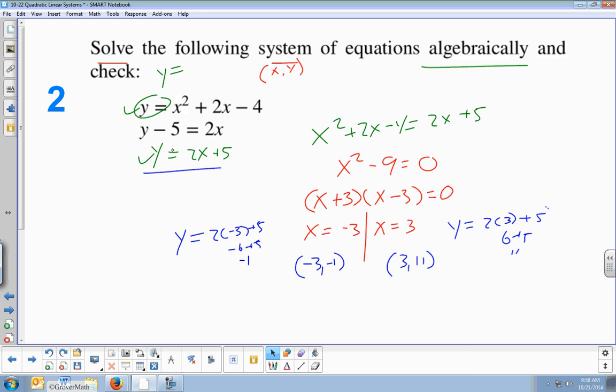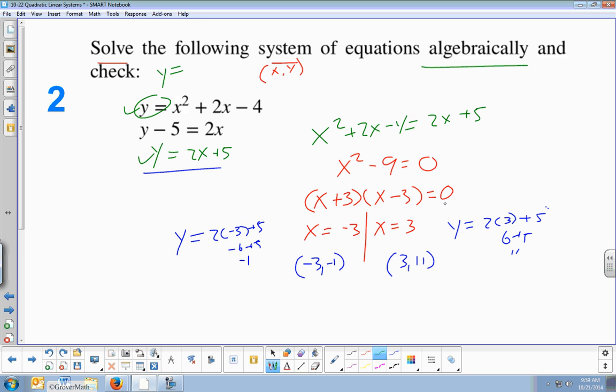Now, a good idea would be to type this into my calculator and type this into my calculator and see if they do cross here. I could look at the graph, I could look at the table, I could do a trace function, to verify that. That's definitely a way to do it. But this is the work you need to show to do it algebraically.